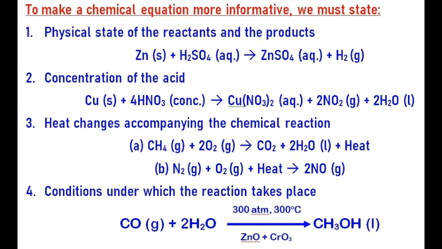First, we must state the physical state of the reactants and the products. Like this, in this equation, we see that zinc is reacting with sulfuric acid to produce zinc sulfate and hydrogen. We are pointing out the state of the reactants and products in the bracket. Zinc is solid, sulfuric acid is aqueous, it is diluted, we can also write diluted. Zinc sulfate is also aqueous solution, salt solution, and hydrogen, you see, it is gas.